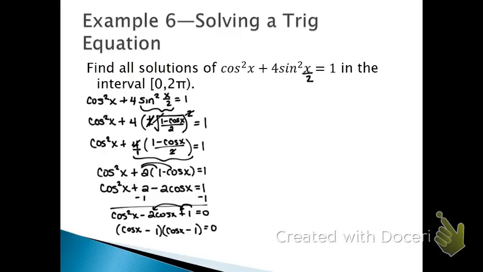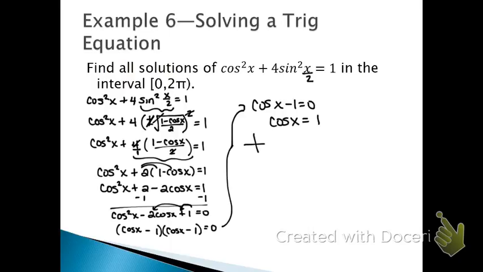Nothing to bring back. And they're both the same, so when I go to work this out, I would set them both equal to 0. But since they're the same, I only have to set one of them equal to 0. So cosine of x minus 1 equals 0, which means cosine of x is equal to 1.